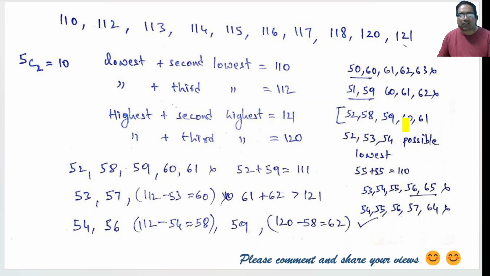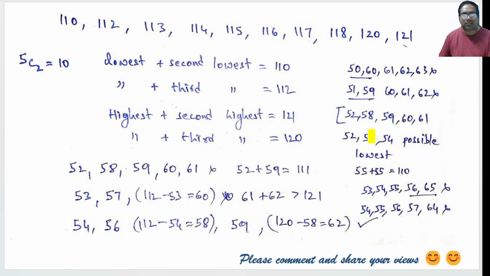But the remaining three numbers cannot go beyond, because if it goes a little above, the highest number will become 62, and 62 and 61 will not add up to 121. So if it is 52, then 58, 59, 60, 61 is the only option.